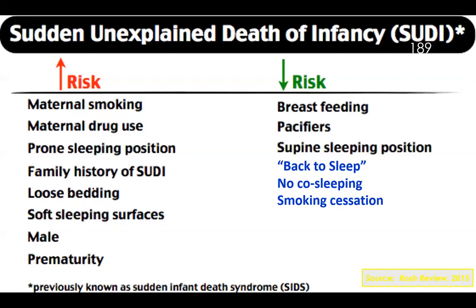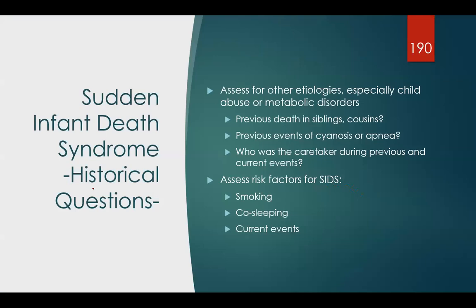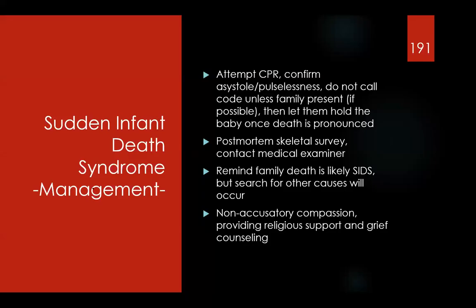So sudden infant death syndrome, increased risk and decreased risk. Increased risk with the ones we talked about, decreased risk with breastfeeding, pacifiers, laying the child supine, and not putting the child in your bed and not smoking. Sudden infant death syndrome, historical questions. Previous death of siblings or cousins. Assess the other etiologies, especially child abuse and metabolic disorders. Previous events of cyanosis or apnea. Who was the caretaker, and get a good history on these kids. Assess risk factors for SIDS like smoking, co-sleeping, or current events.